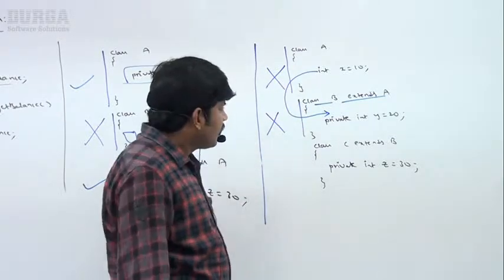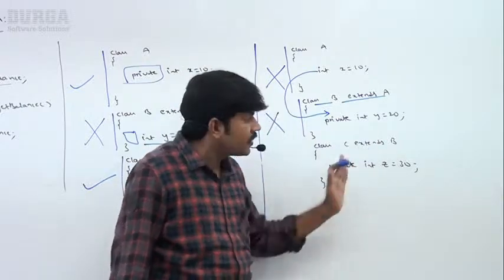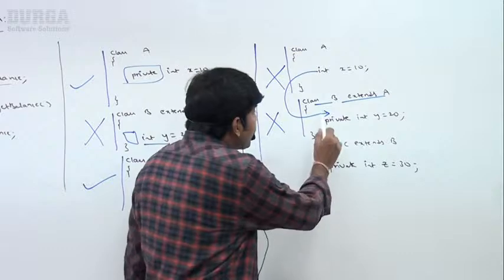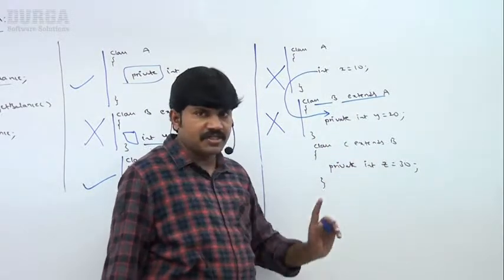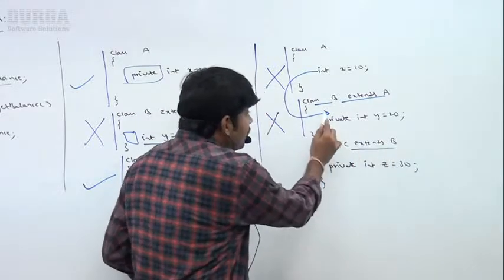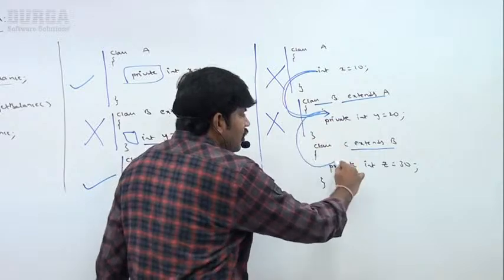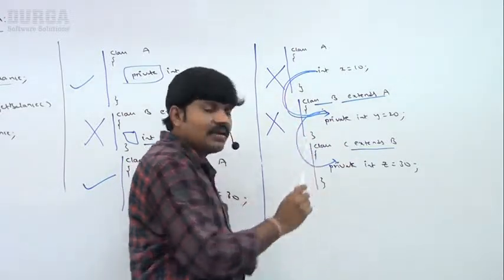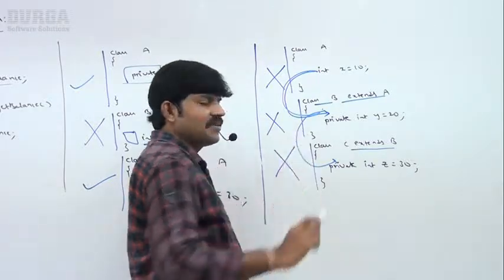Okay, well. Now, class C extends B, private int z is equal to 30. Observe very carefully about this one. Now it is the child of B. This non-private data x will come here also. So it also contains non-private data x. That's why it is also not tightly encapsulated.